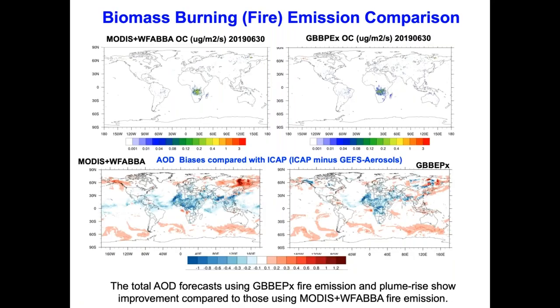And we also did some comparison to compare the impact of different biomass burning emissions. The left is the old MODIS plus FABA fire emission, and the right is the GBBPx fire emission. By using these two different emissions, we can see that the AOD biases compared with the ICAP analysis data have been significantly decreased when using the GBBPx emission, especially over Eastern Europe and Northwestern America.